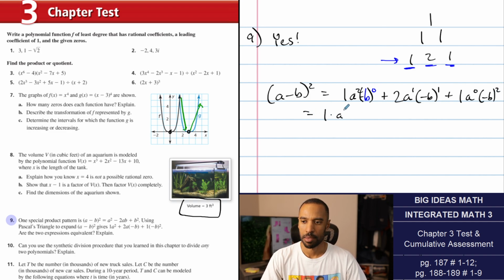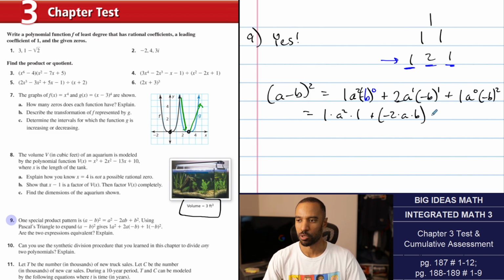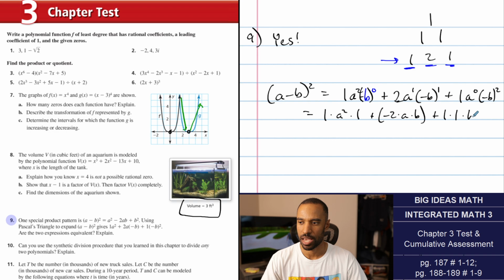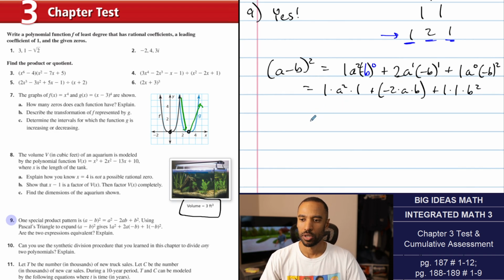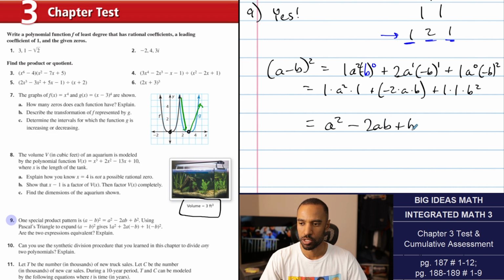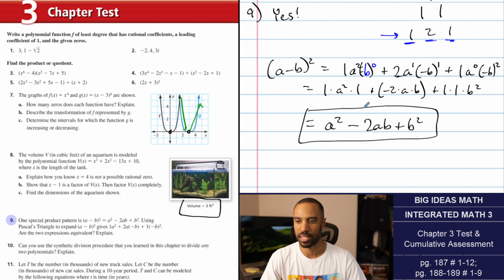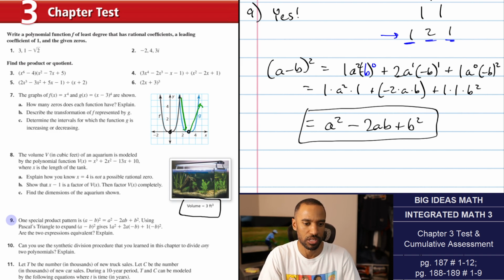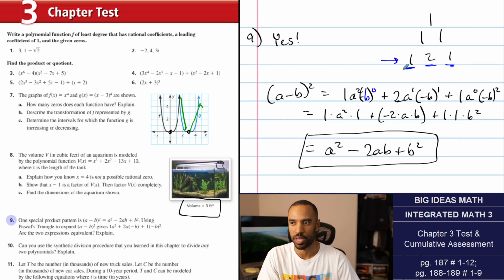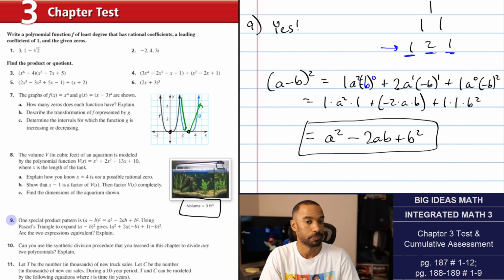So that's 1 times a squared times 1, plus 2 times, plus negative 2 times a times b, right? Negative b multiplies with that. Plus 1 times b squared. 1 times 1 is 1, and that gives you 1a squared, which is a squared. This is minus 2ab plus b squared. I don't really know what else to say on that. I tried to get as expansive as possible. They were pretty much there. Ultimately, it does simplify to that. That's how perfect square trinomials play out.